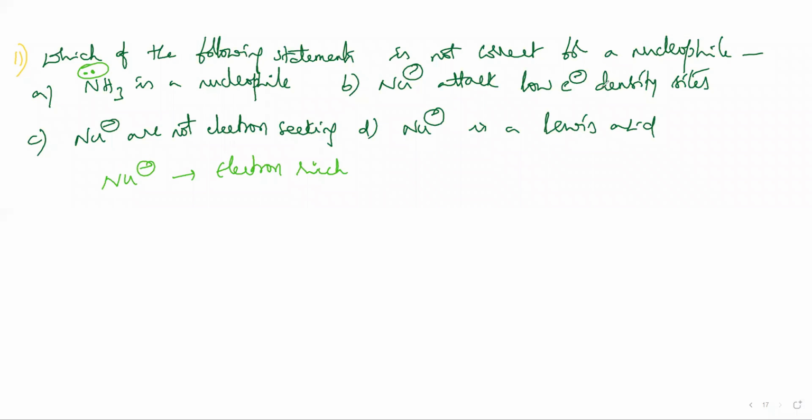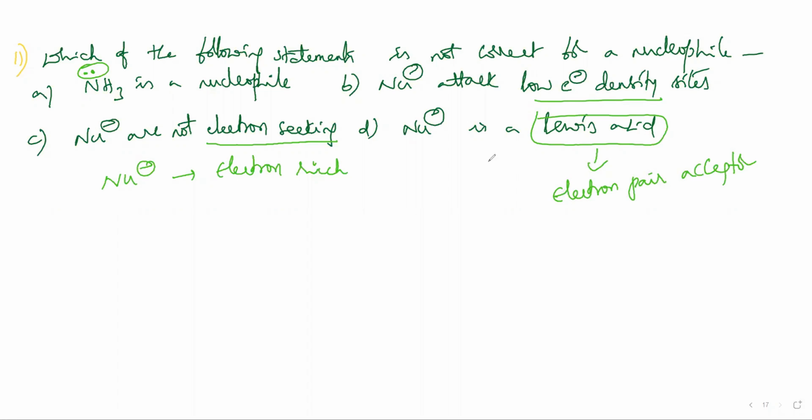Correct. Nucleophiles attack low electron density sites. Low electron density means electron deficient. Nucleophile is electron rich, so definitely it will attack the electron deficient sites. That is also correct. Nucleophiles are not electron seeking, since they are already electron rich. That is also correct. Nucleophile is a Lewis acid. Actually, what is a Lewis acid? A Lewis acid is an electron pair acceptor, but a nucleophile is electron rich and always donates electrons. So this is a wrong statement. It is not a Lewis acid, it is a Lewis base.